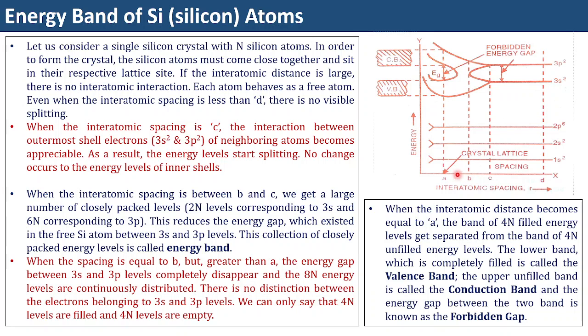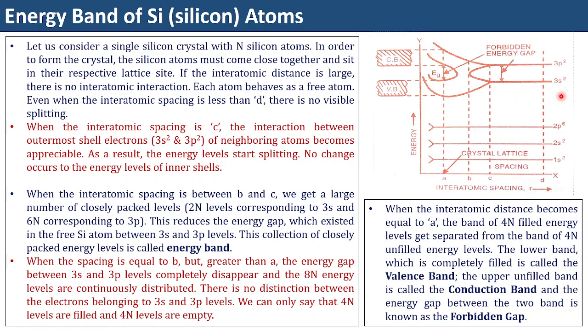But if you further reduce the interatomic spacing, then they split even further. So 4n energy levels go up, 4n energy levels come down. So total 4n plus 4n is 8n. Why 8n energy levels? Because the p orbital can accommodate 6 electrons, that means it has 6 energy levels. The s orbital can accommodate 2 electrons, that means it has 2 energy levels. So 6 plus 2 is 8.